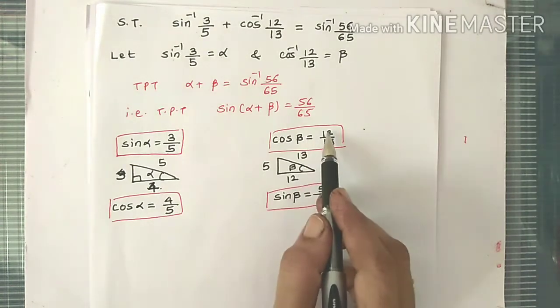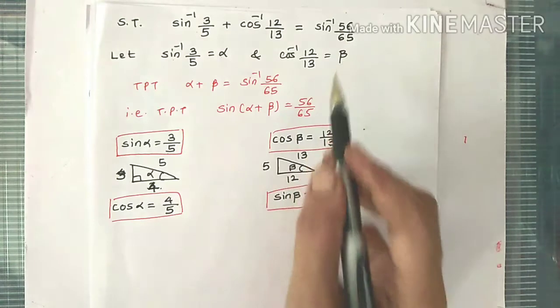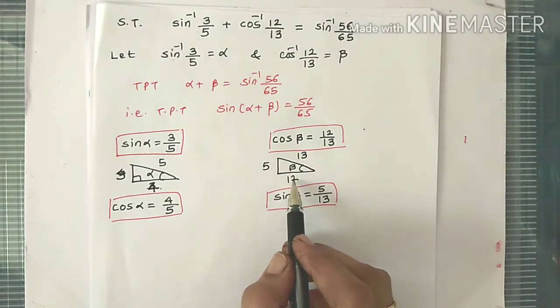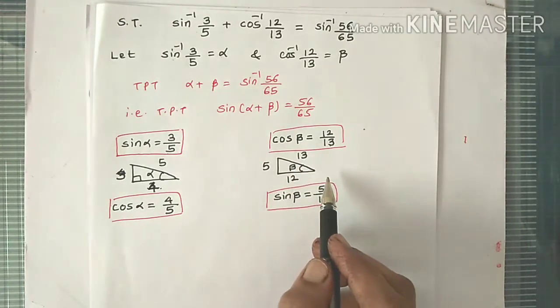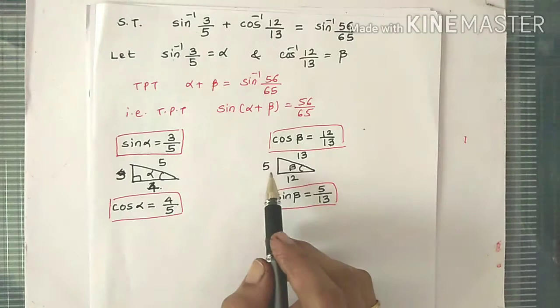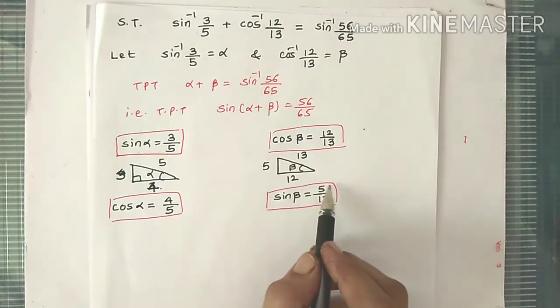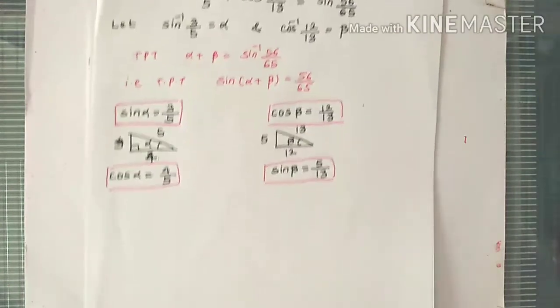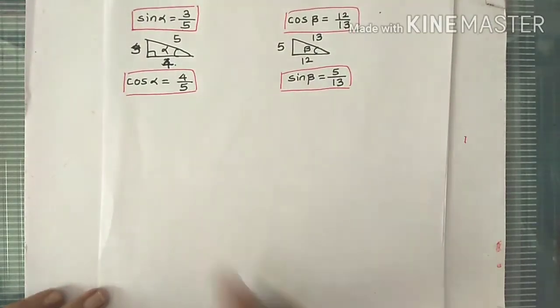Similarly, cos of beta is 12 by 13, as we have taken cos inverse 12 by 13 as beta. Now cos beta means the adjacent side is 12 and the hypotenuse is 13. So solving this again, we get this side as 5. So sine beta becomes opposite side by hypotenuse, that is 5 by 13. Now let's find out sine of alpha plus beta and check whether it is 56 upon 65 or not.